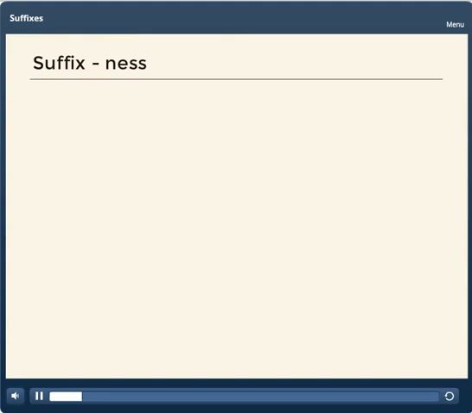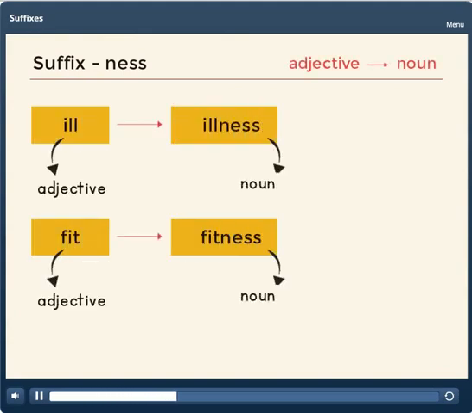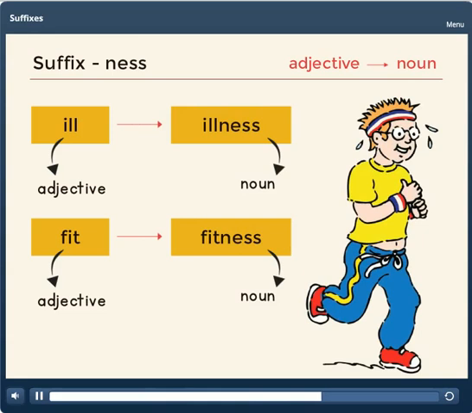The addition of the suffix ness changes an adjective into a noun. These nouns represent the quality of something. For example, you can protect yourself from illness by focusing on your fitness.